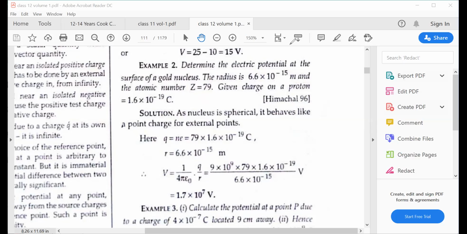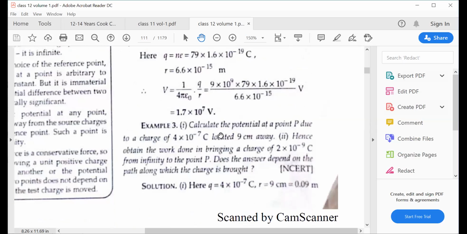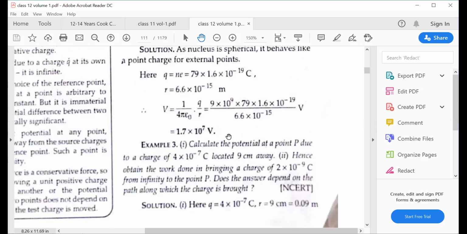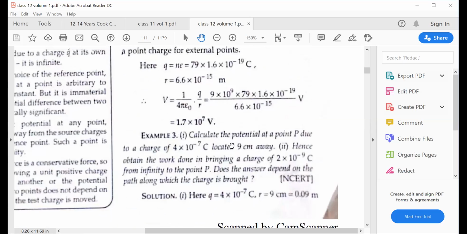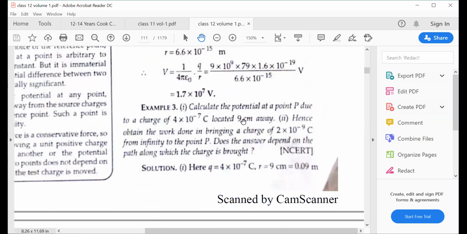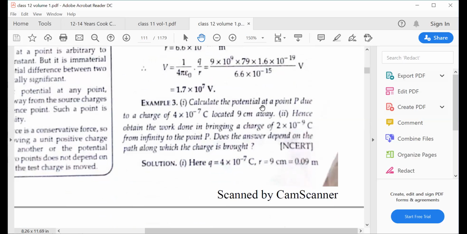Okay, so let's see one more. Yeah, so this question, my third one. Calculate the potential at a point P due to a charge of 4 into 10 power minus 7 coulomb located at 9 centimeters away. Hence, obtain the work done in bringing a charge of 2 into 10 power minus 9 coulombs from infinity to the point P. Does the answer depend upon the path along which the charge is brought?